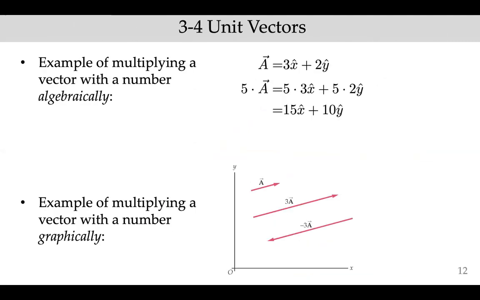Okay, so now let's move to multiplying a vector with a number. So let's say you are given this vector a, 3x hat, 2y hat. So what kind of vector is it? It has x component 3 and y component 2. So it's a vector somewhat in this direction. This is a vector. If you multiply it by 5, what you do is you basically multiply each number here. So you multiply the components. So 3 becomes 15, 2 becomes 10.